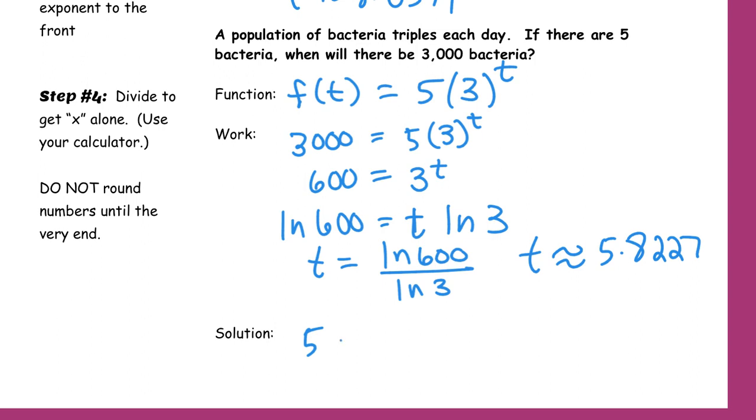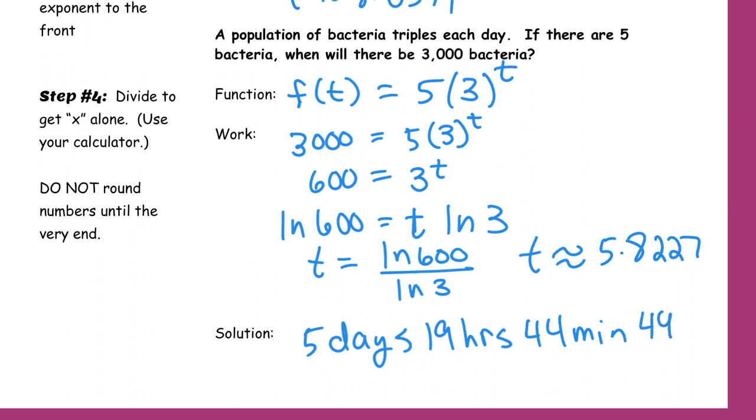Whoops. So let's subtract out the 5. How many hours are in a day? Multiply it by 24. 19 hours. Subtract out the 19. How many minutes are in an hour? What do we get? 44 minutes. Subtract out the 44. How many seconds? 44.4 seconds.